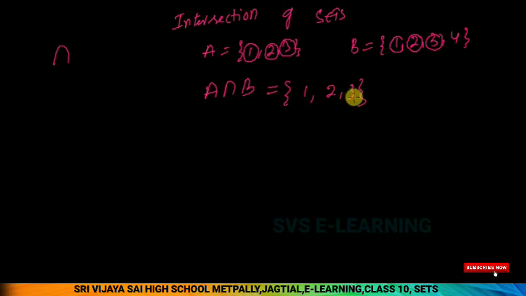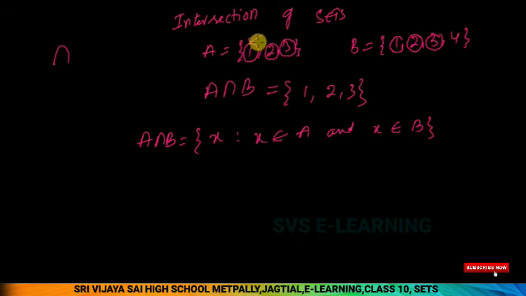The intersection of A and B is a set of all elements which are common to A and B. So A intersection B contains the elements that belong to both set A and set B. Let me write this down here in set builder form. We can write it this way. A intersection B is the set of elements x such that x belongs to A and at the same time x should also belong to B.